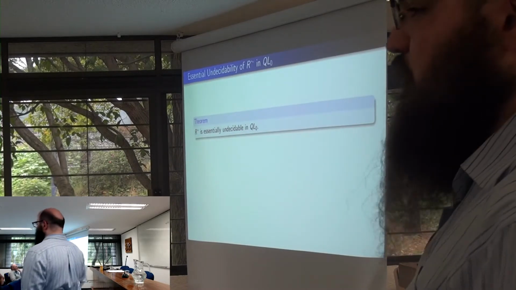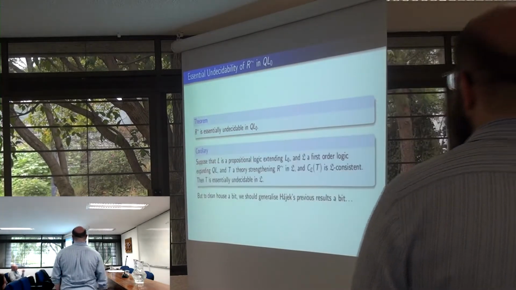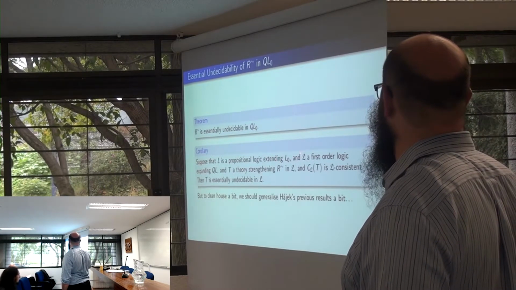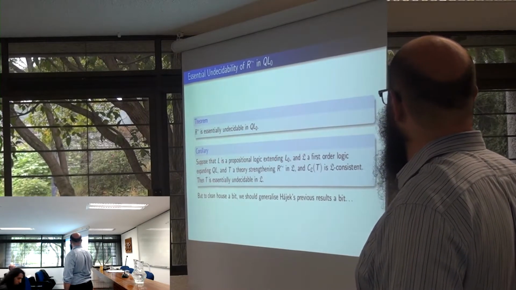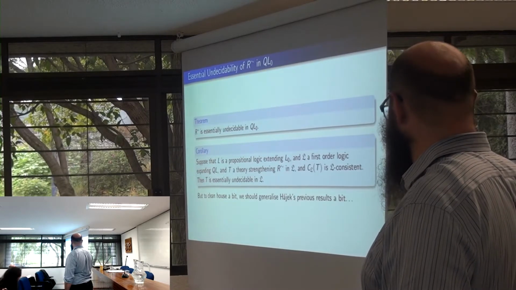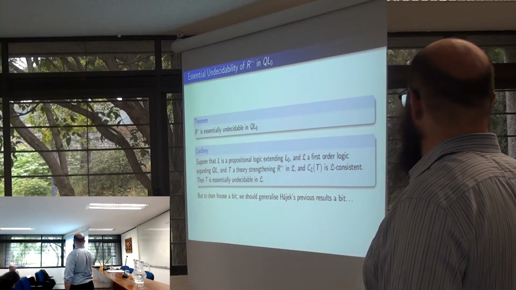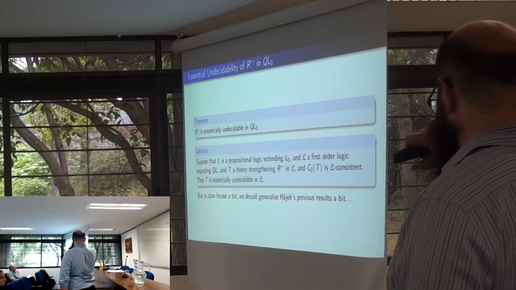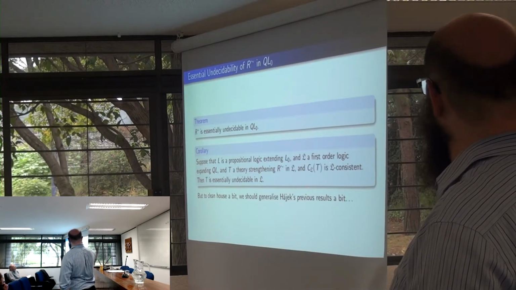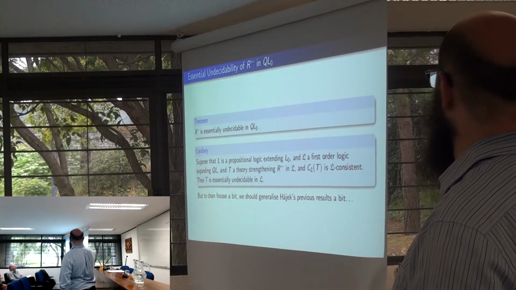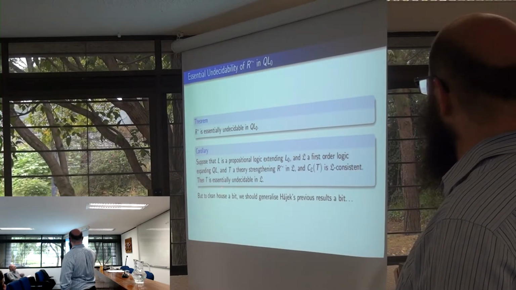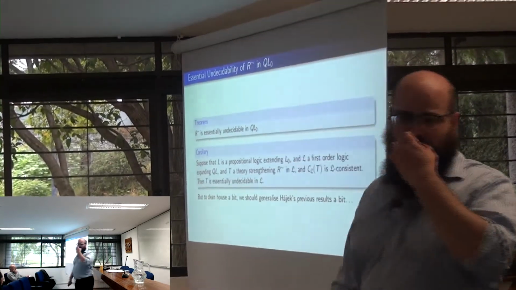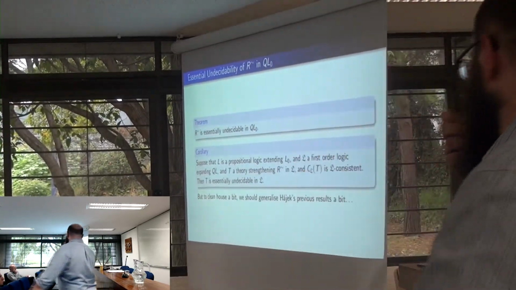R sim is essentially undecidable in QL0. And so whenever you have a propositional logic extending L0, and then a first order expansion of that, and a theory T extending R sim in the expanded first order logic, and furthermore, the combination of the theory and the logic is consistent according to the logic, then we get the essential undecidability. So this is the general result available here.